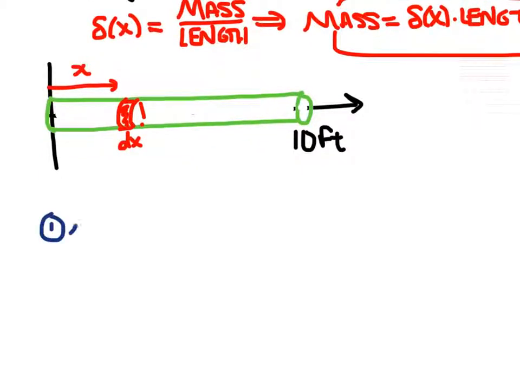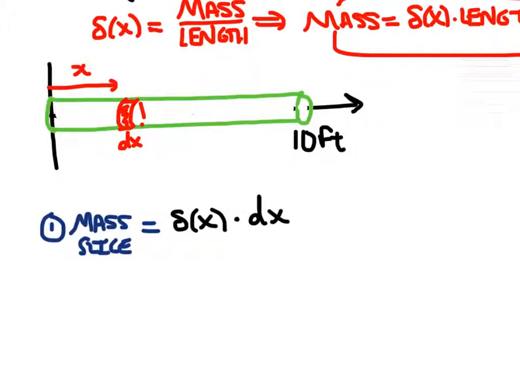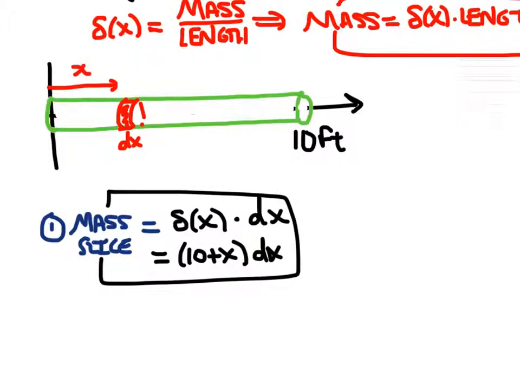Now the very first step, once we get the slice with these types of problems, is to find the mass of my slice. So the mass of any arbitrary slice that you drew here, we're going to go back up and use what we just found, where mass is delta x times length. So the mass of our slice is going to be delta x, where x is the position of the slice, times the length of the slice, which is dx. So it's very simply delta x, which we have an equation for, that's 10 plus x dx. Okay, this is going to come in handy.